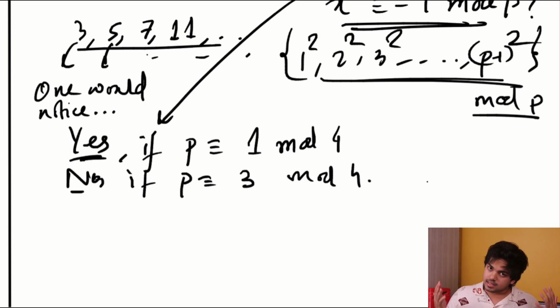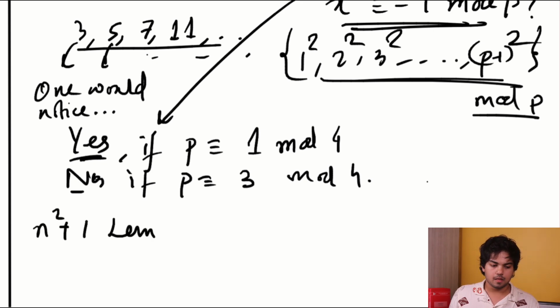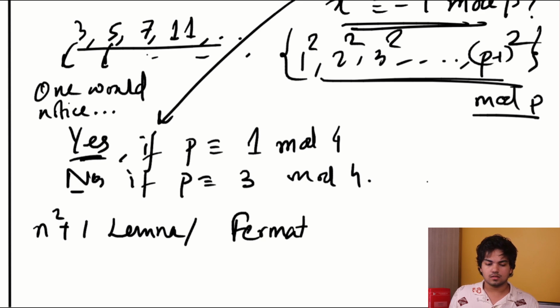And it turns out it's a real result. Depending on who you ask, it's either called the n squared plus 1 lemma or Fermat's Christmas trick or something like that. Fermat's Christmas lemma or trick. Again, it really just depends on who you're asking.